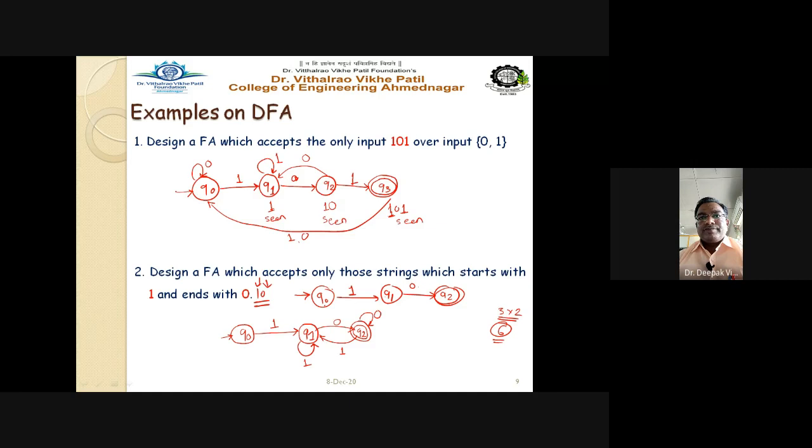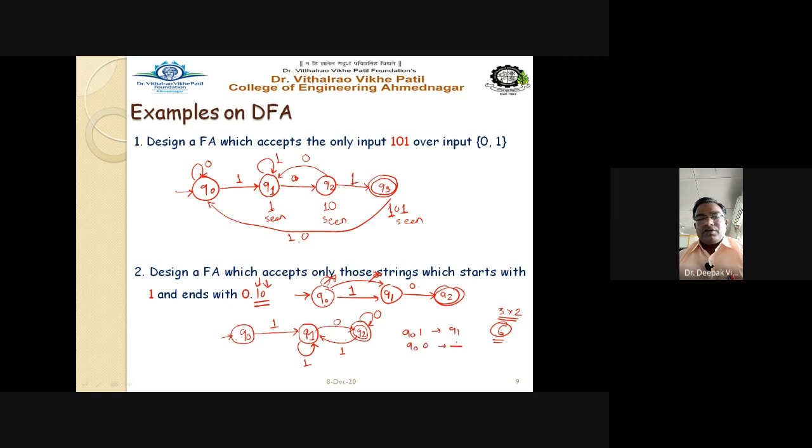So Q0 on 0, where to transfer that? Here I cannot have Q0 on 0, because if I make a self loop, the string will start with 0. So Q0 on 1 will go to Q1, but Q0 on 0 will not go to any state.